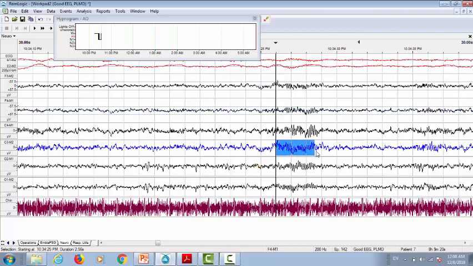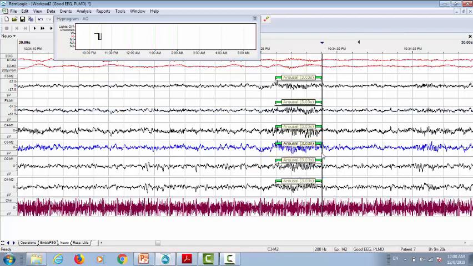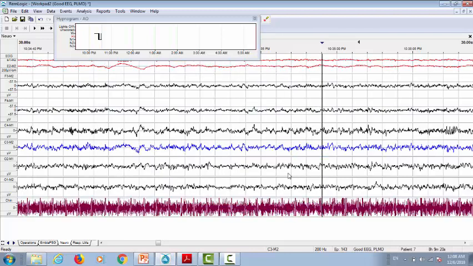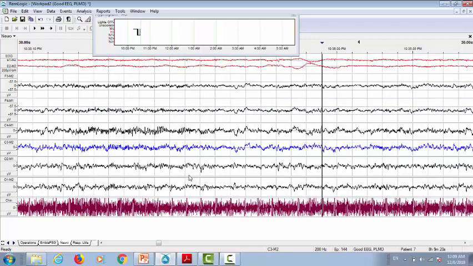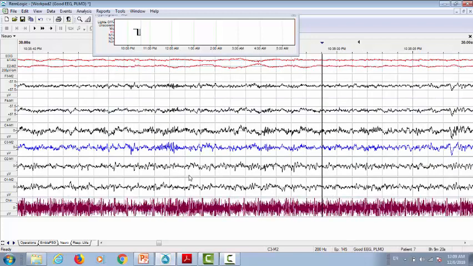We have an abrupt increase here. The epoch is in N1. And this is in N1. Continue as in N1. So this epoch here should be staged as N1.